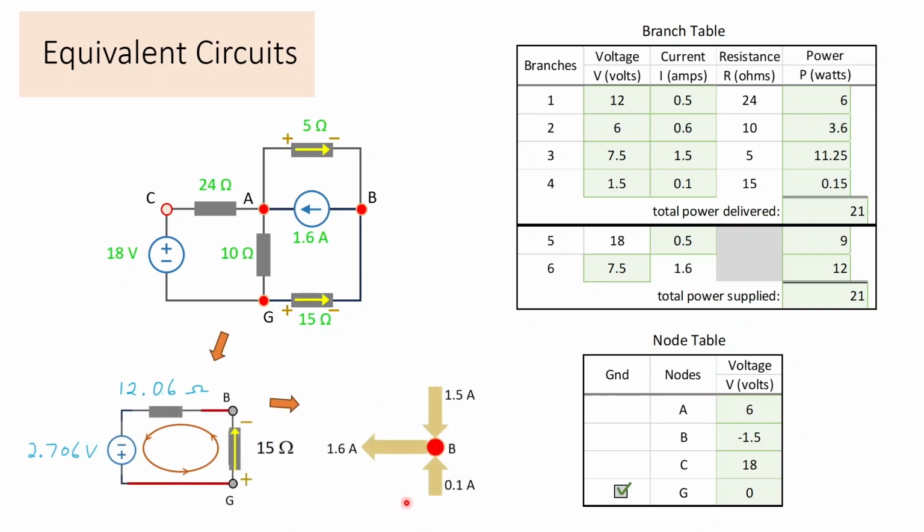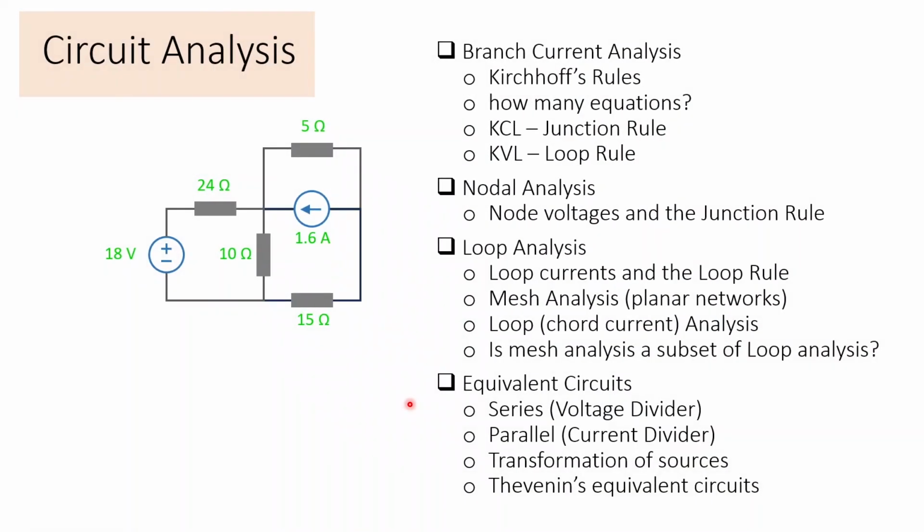So without going into every step, I have a separate video on the Thevenin equivalent circuit. We identified the 15 ohms as an output, produced the Thevenin circuit with the output, and then did a junction rule at B, and just by Ohm's law and some analysis, we were able to complete the rest of the solution tables. And there we have it, an overview of circuit analysis.